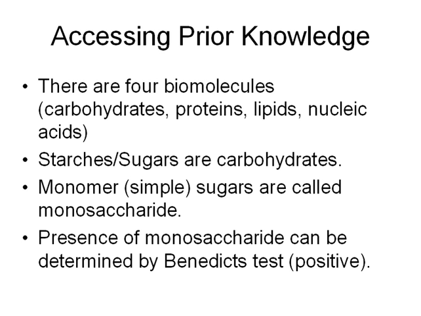So, kind of getting what we already know, or at least some things you should already know. Okay, there are four biomolecules: carbohydrates, proteins, lipids, and nucleic acids. Starches and sugars are known as carbohydrates. You have monomer or simple sugars that are called monosaccharides, and those monomers are small pieces that make up larger pieces, called polymers or polysaccharides. Okay, starches would be an example of polysaccharides.